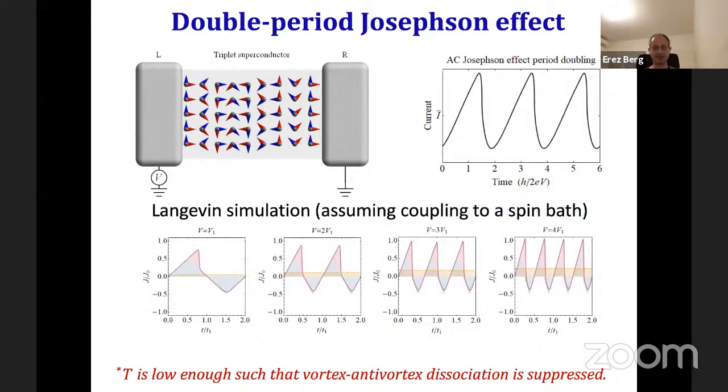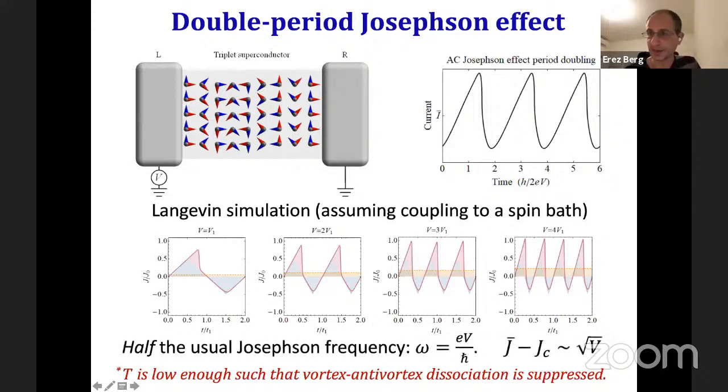We did a simulation and a model that I won't explain in detail. It assumes some Langevin dynamics of the order parameter, where we don't restrict this untwisting path to any particular path. We just let the system choose its own path, and this is indeed what we find.